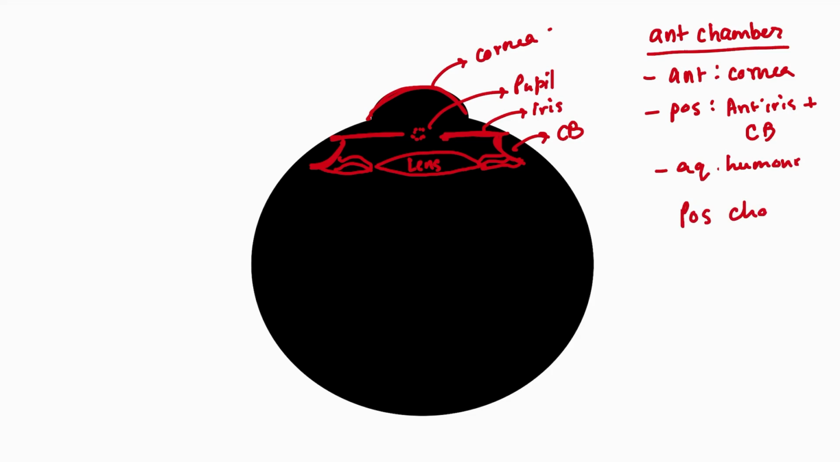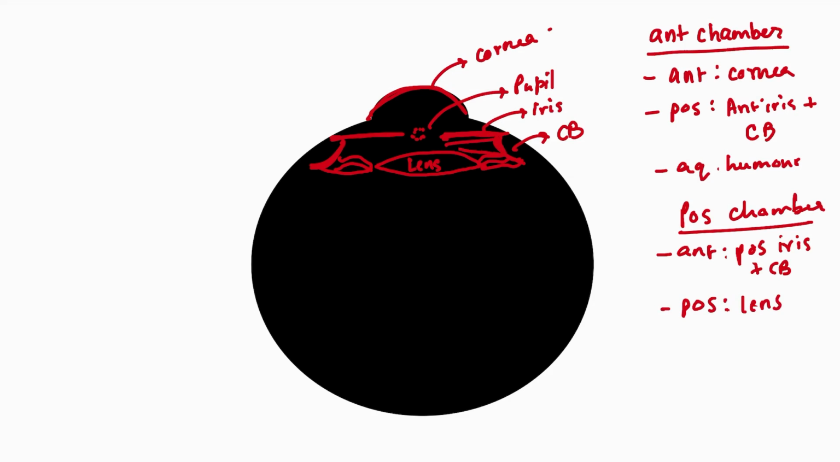Coming to the posterior chamber, it is bounded anteriorly by the posterior surface of the iris and a part of the ciliary body, and posteriorly by the lens. As it's a triangular shape, let's depict this in another color. It's sort of triangular, if you might be able to appreciate.